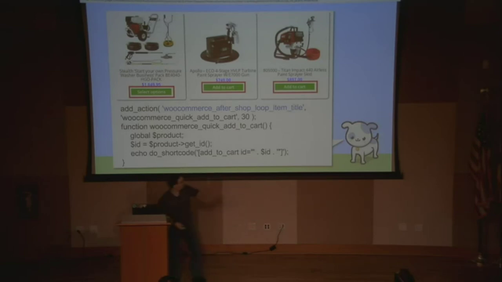And look at the code. Let's have 1, 2, 3, 4, 5, 6, 7 lines, even though I could just put it up there and then call it a day. 7 lines of code to just make that happen. A quick add to cart button, which is not native to WooCommerce for I don't know what good reason.